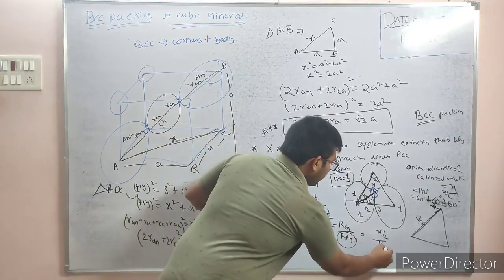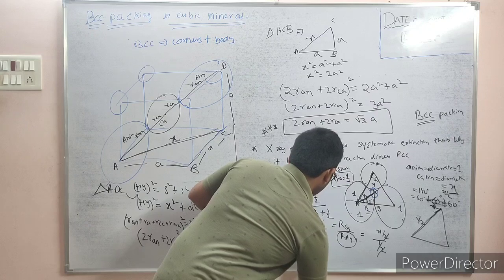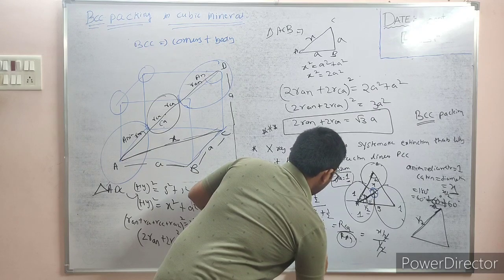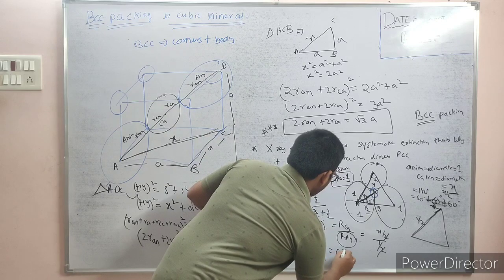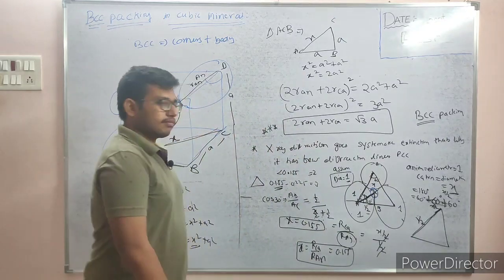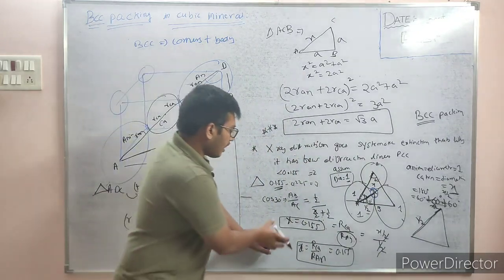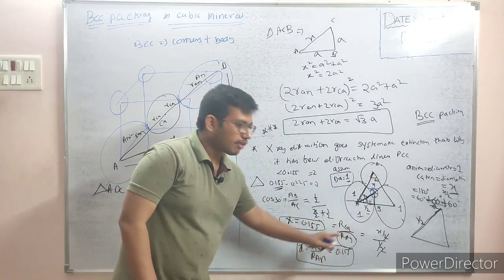So what will happen? 2 cancel. So x is equal to the radius of cation upon radius of anion, which is equal to 0.155. This is the lower limit for threefold coordination. You understand? We are getting the value of x. How will it be equal to radius of cation upon radius of anion?